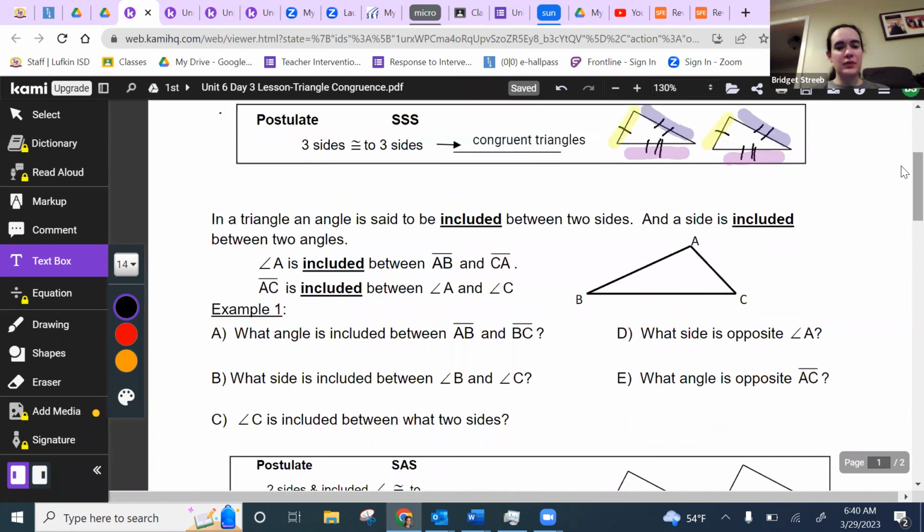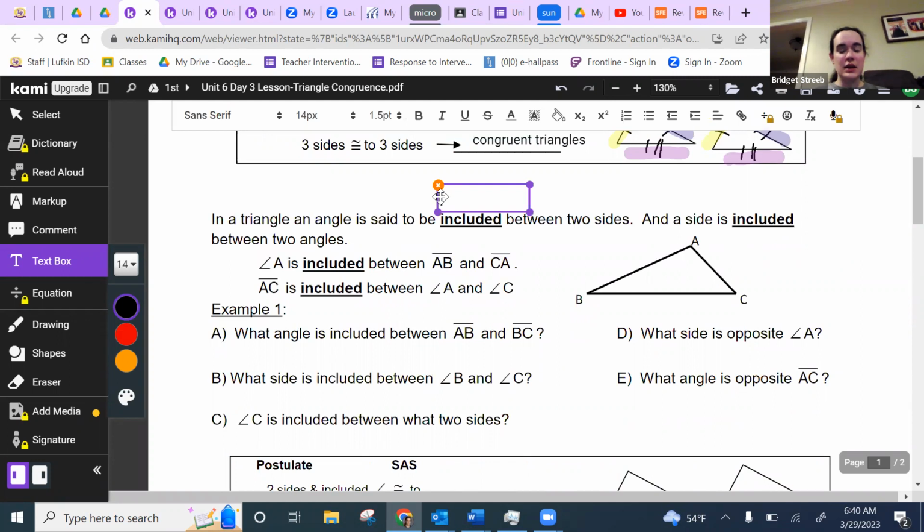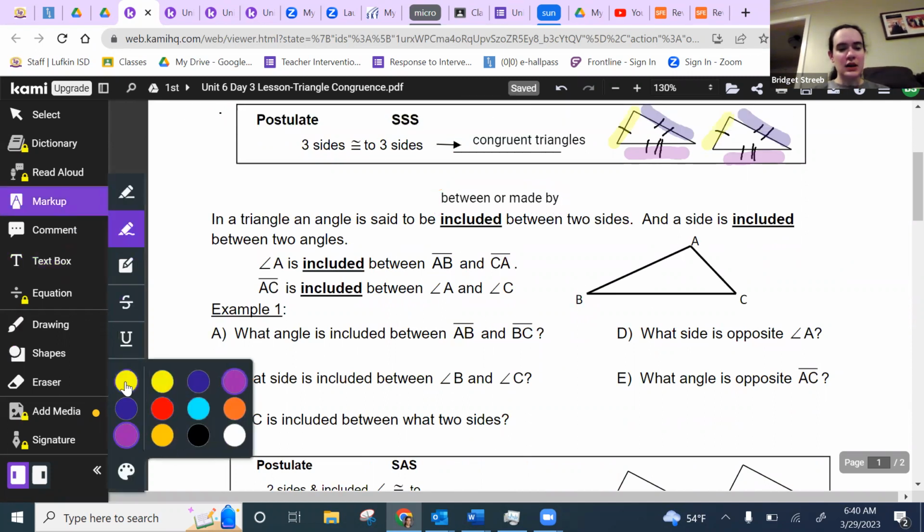Our next one, don't mark anything in this, is going over some vocabulary. So included means either between or made by. So what I mean by that is that angle A, this angle here, is being made by segment AB and segment CA. So it's being made by those 2 sides. That yellow is sandwiched between the 2 purples.